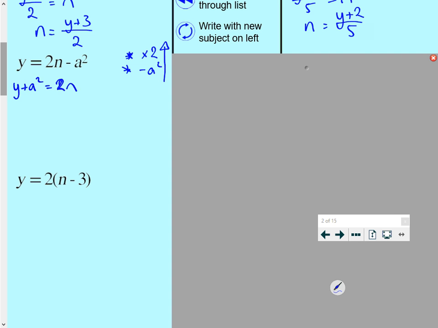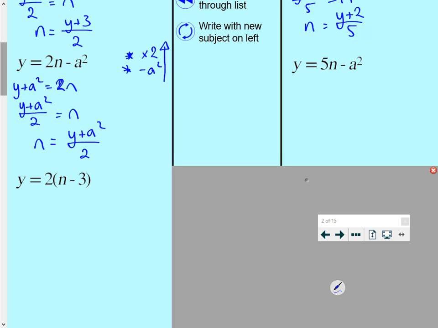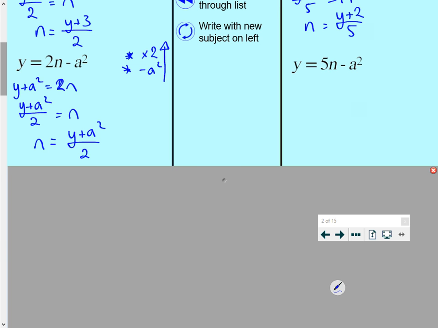Sorry, that's a 2. It's got a little bit of a tip on its head. And then I'm timesing by 2 on both sides. So the opposite, that's going to be a divide by 2. So y plus a squared divided by 2. So again, write it with the n on the left-hand side: y plus a squared all over 2. Again, pause the video. There's one for you on the right-hand side to try. Then press play to see how you get on.